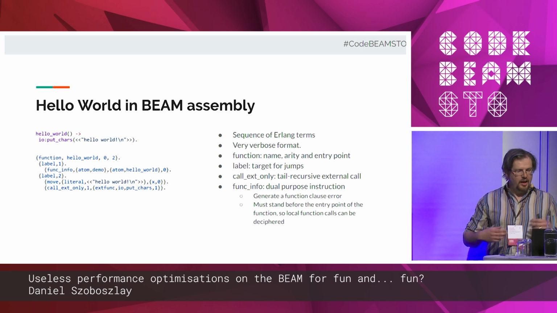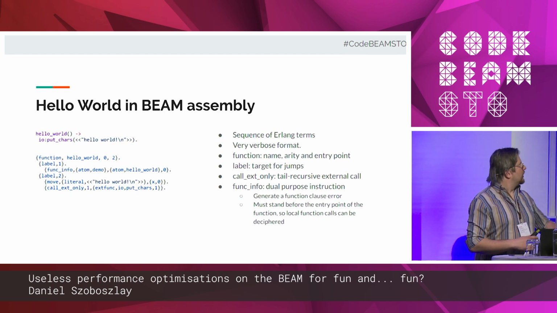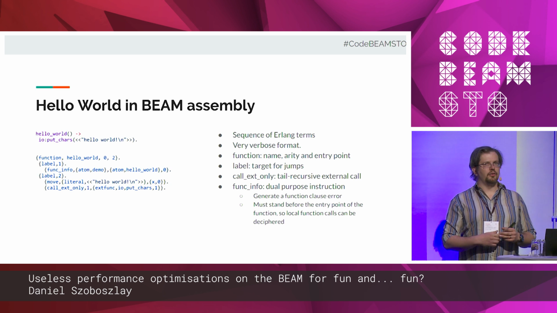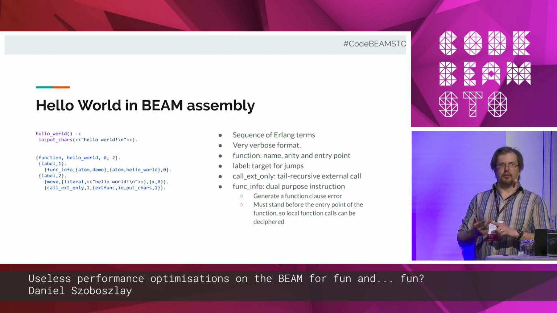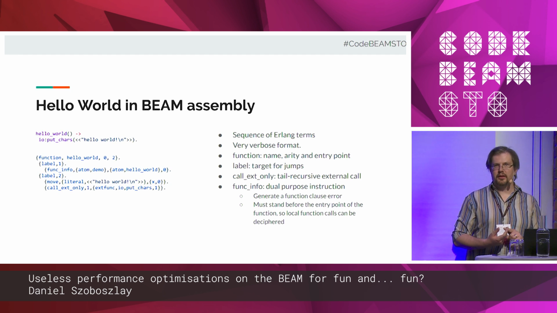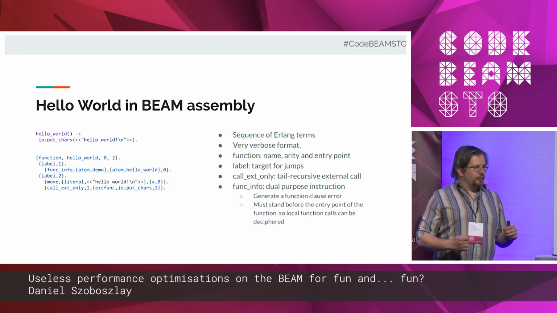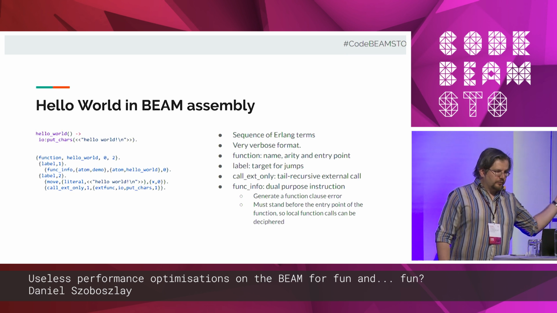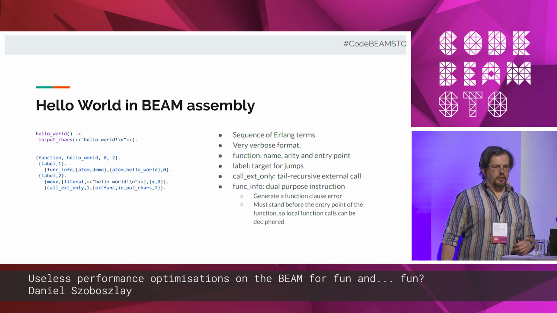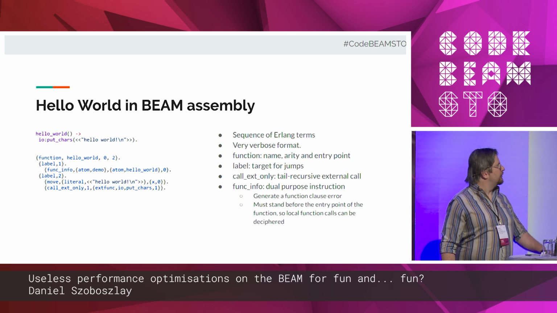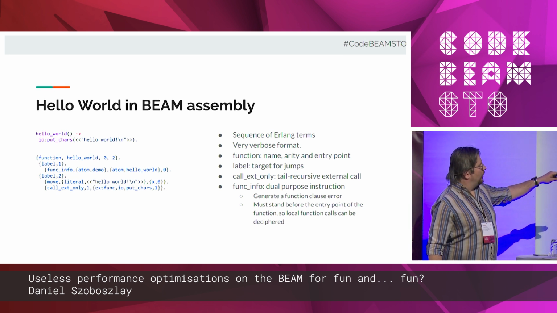Now, the actual function starts with this function tuple that will tell you the name of the function, the arity, and the final value 2 is the entry point. It's a reference to a label. Labels are quite common things in assembly code, and these are the points where you can jump to in the program. So let's start reading from label 2. The first operation is a move.